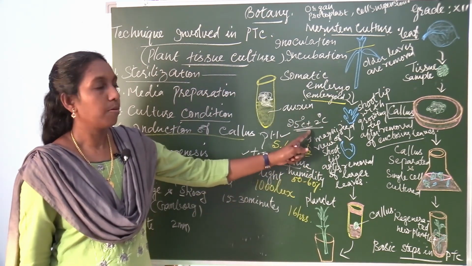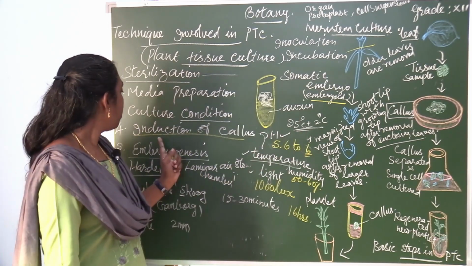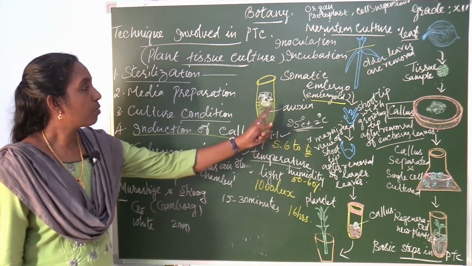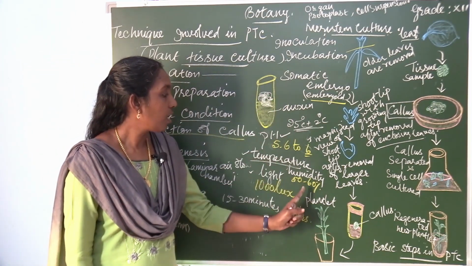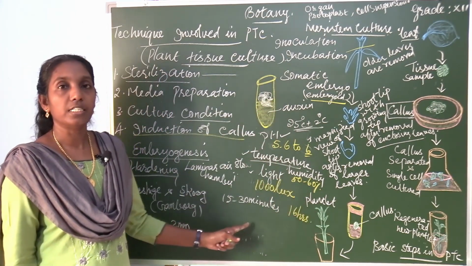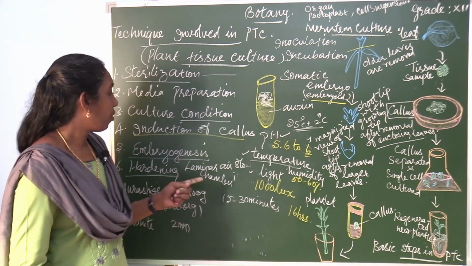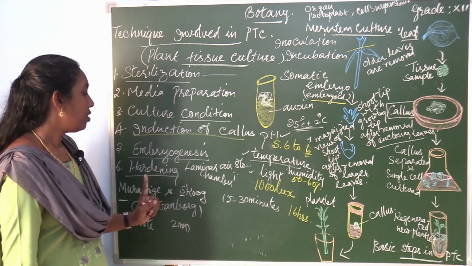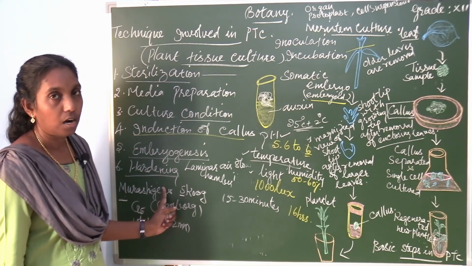This temperature must be provided to produce the induction of callus. To induce callus formation, this much temperature, humidity, pH, photoperiod and light intensity must be provided. The next process is embryogenesis and the final process is hardening.